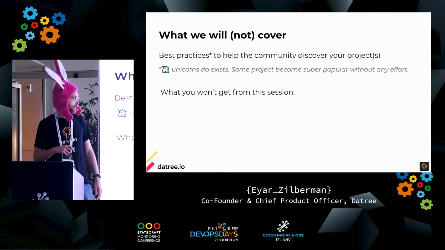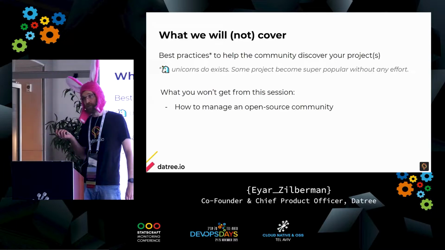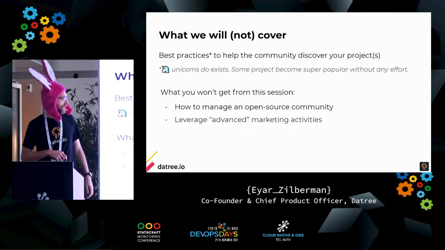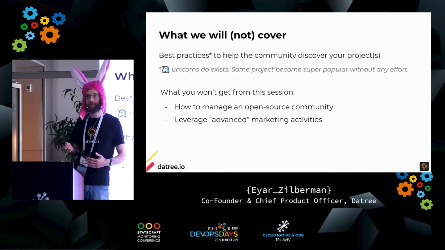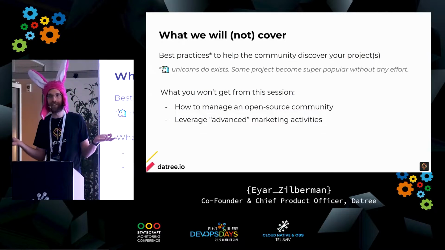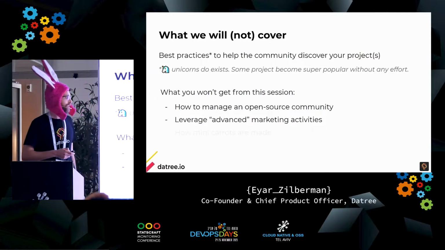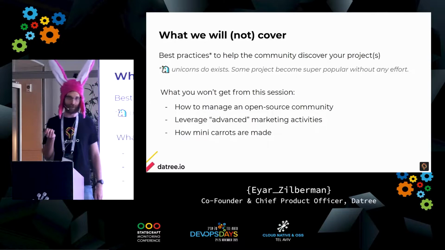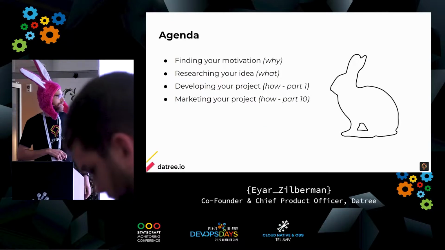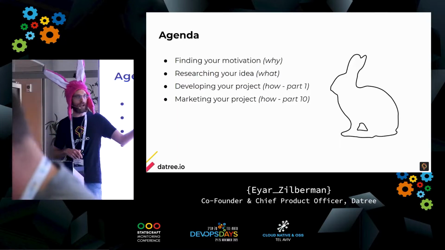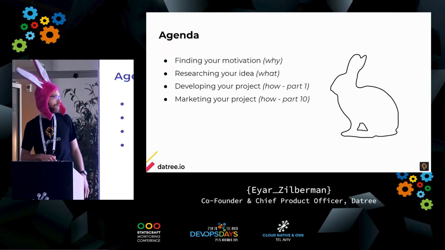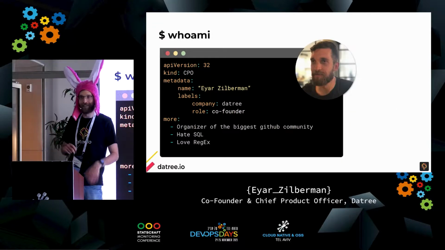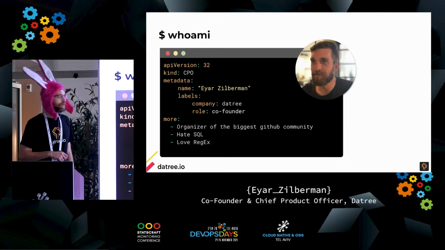What we'll not cover is how to manage an open source community. This is a problem that you're going to have only if you follow this presentation. And also advanced marketing techniques. It's a DevOps audience, I know it's not marketing. And mini carrots. They are amazing, but we're not going to cover them today, okay? So the agenda: we'll talk about the why, what, how, and again, how to market, like I said. But I don't want to jump ahead.